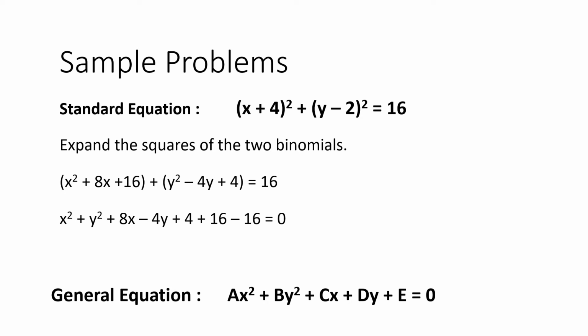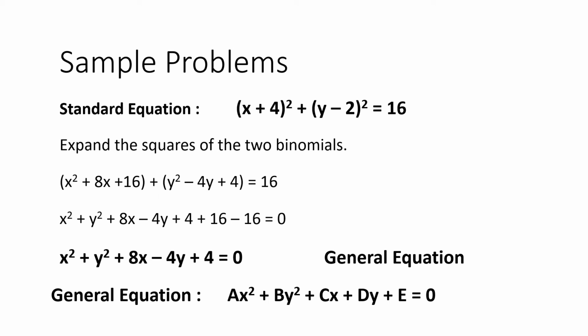Rearranging the terms in our expanded binomials, we will have x² + y² + 8x − 4y + 4 + 16 − 16 = 0. The −16 came from the right side of our equation; we simply transpose it from the right side to the left side. Simplifying our equation, we arrive at our desired general equation: x² + y² + 8x − 4y + 4 = 0. This is our general equation. Take note that in our general equation, the constant at the right side of the equation will be equal to 0.